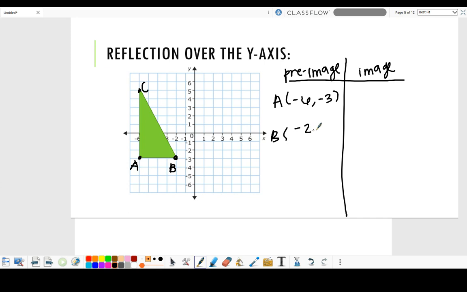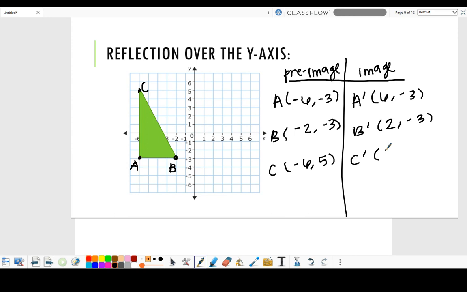B is going to be at -2, -3, and C is at -6 and 5. When we reflect over the y-axis, remember we change the opposite letter's sign, so we're changing the sign of the x. So we're going to make that A prime, and our x changes from -6 to +6. And we keep that as -3. Our -2 changes, so it's going to be +2, and our y stays the same. And then our C prime, our x changes to a +6, and our y will stay as a +5.